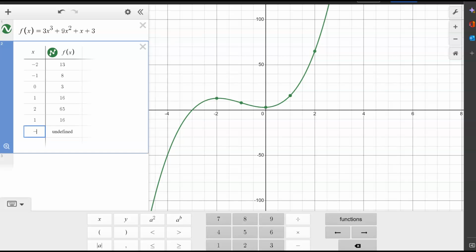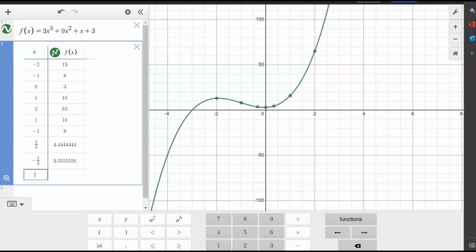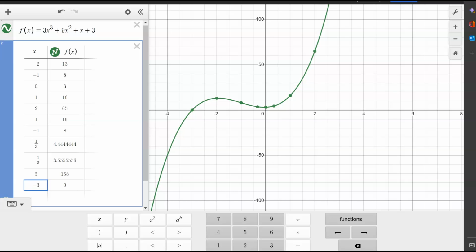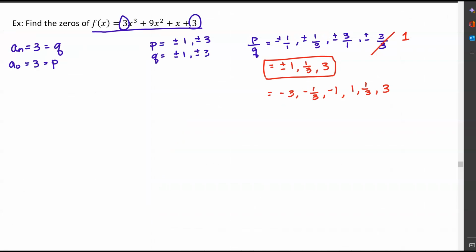So then let's try negative 1. I get a positive 8. That's not a 0. Let's go ahead and try positive 1/3. Again, not 0. So then let's try negative 1/3. Again, not a 0. And then positive 3. Yep, not a 0. And then lastly, if I look at negative 3, negative 3 does give me that 0, and I can actually see it right here. So this is a couple different ways to check once we get those possible zeros. So we know that these aren't going to work out and that the correct answer is just negative 3.